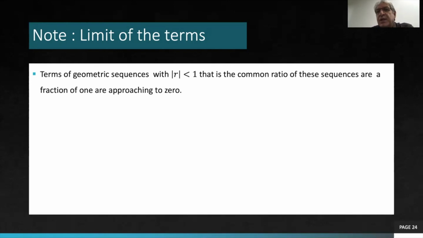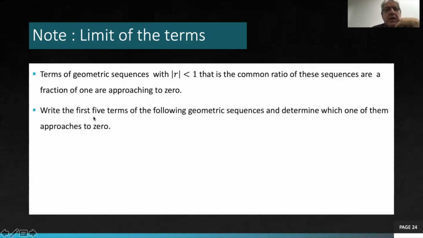Therefore, each time the term will reduce if they are positive. If they are not positive, they will oscillate towards 0. That means sometimes it's positive, sometimes it's negative, but they are going closer and closer to 0. Therefore, modulus of r less than 1 is a very important factor in geometric sequences that makes the terms go towards 0.